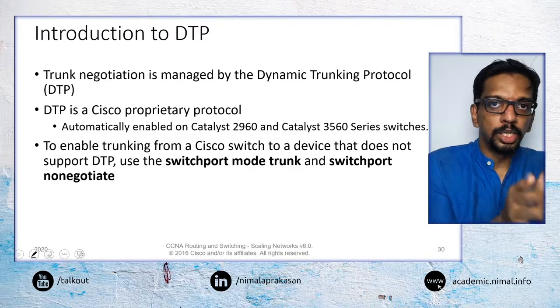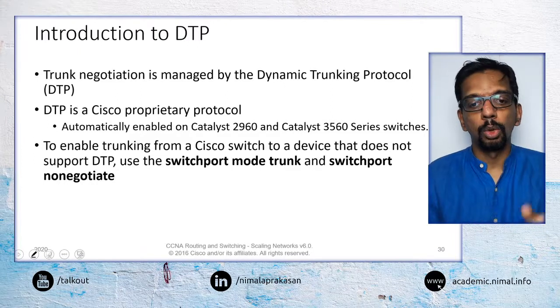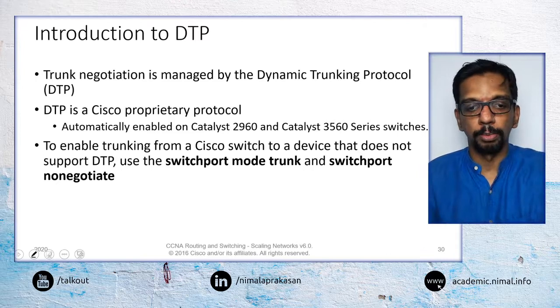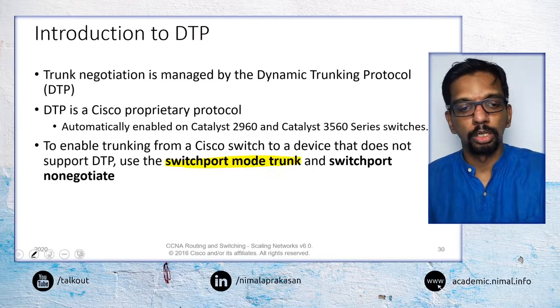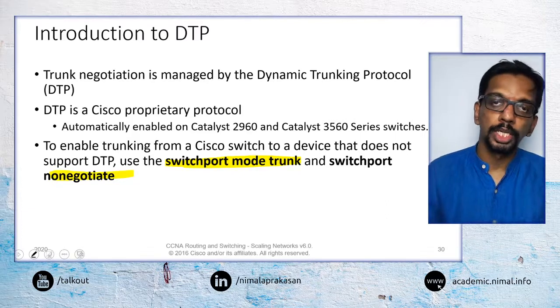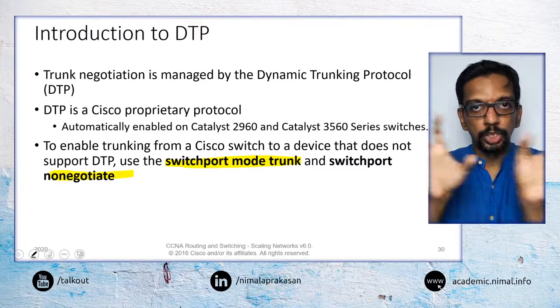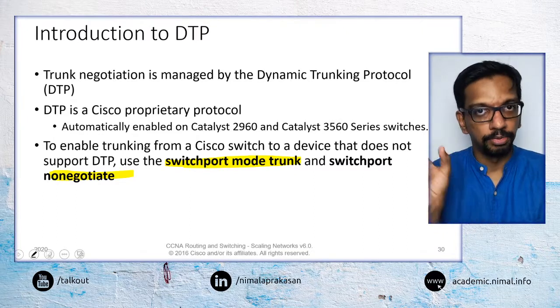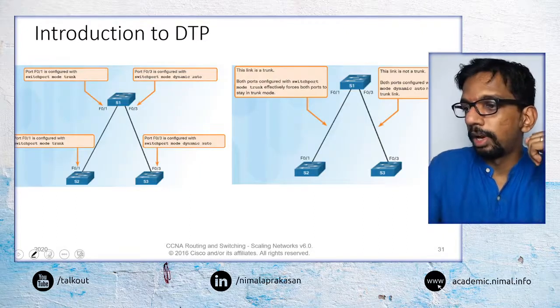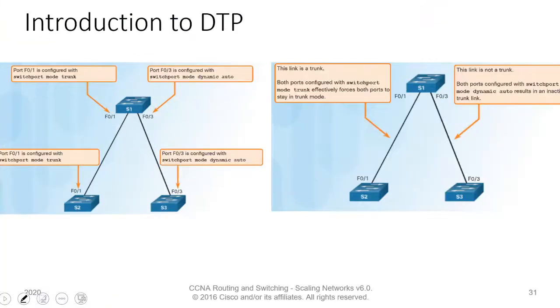So in each switch, in each interface, we can specify the switchport mode. For example, we can use switchport mode trunk or switchport nonegotiate, and based on that, they may function in different manners. For example, here in switch 1 we are specifying F0/1 as mode trunk, and that is connected to switch 2, and there also we are specifying that as switchport mode trunk.